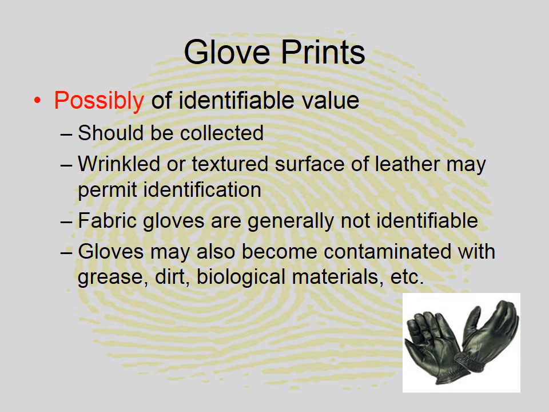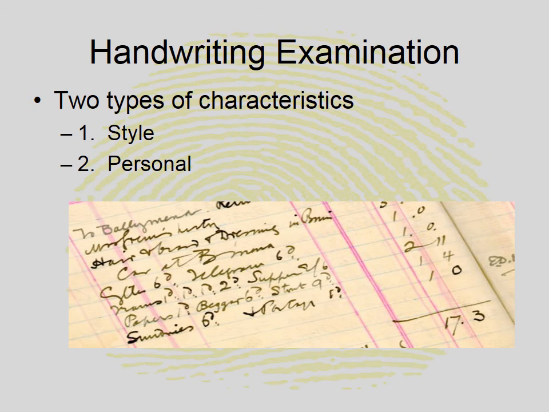Glove print. Some gloves, if you find a print from a glove and it's obvious it's from a glove, well, we should collect them because you may find gloves on a suspect where you can make a comparison. There may be certain points that are unique to that glove. Gloves may also become contaminated, as you can see. Fabric gloves are tougher. Leather gloves may be very helpful, especially if they have prints in them.